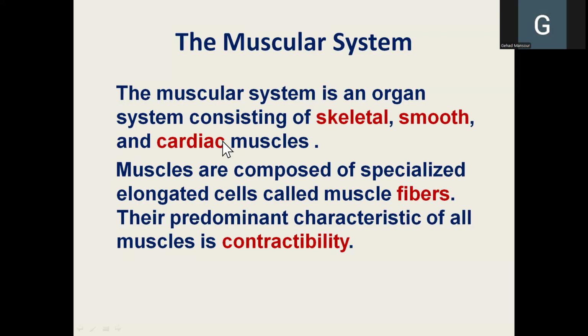The predominant characteristic of all types of muscles, whether they are skeletal or smooth or cardiac, is their contractility, or their ability to contract. And if you are ever asked to justify the ability of the muscular tissue to contract, you will definitely talk about the two important myofilaments in the sarcoplasm of any type of muscle, which are the thick myosin filaments and the thin actin filaments.